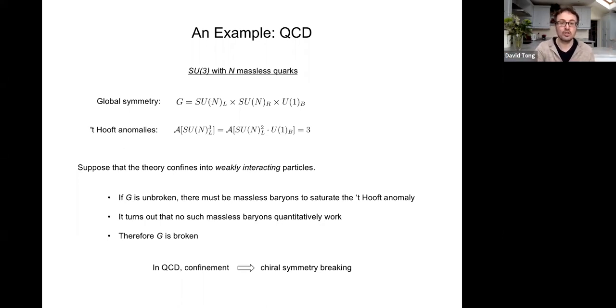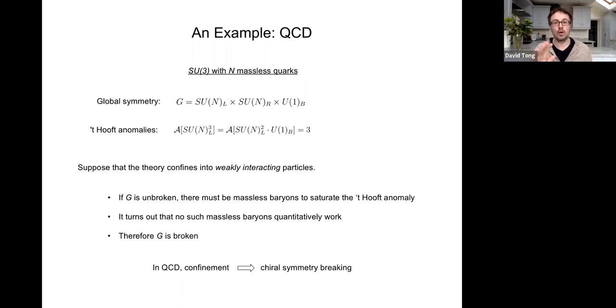The punchline of which is that if you have confinement, you necessarily spontaneously break this global symmetry G. You have chiral symmetry breaking, and it breaks down to the vector subgroup SU(N) diagonal of these two, which of course is what we see in the world. So all of this is to say 2 things. One, 't Hooft anomalies are extraordinarily powerful. They tell you that if you have confinement, you necessarily have chiral symmetry breaking in QCD. And in QCD, they also rule out the possibility to have these massless baryons in the infrared.